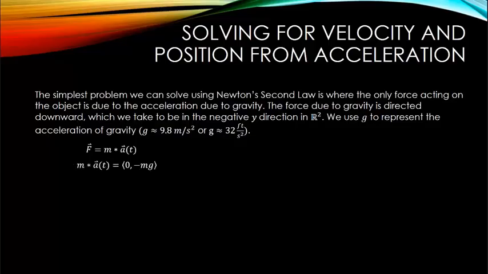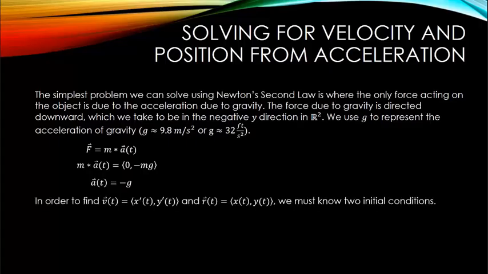I can write this as the mass times the acceleration vector is equal to the components 0 and negative mg when the only force acting on the object is the force due to gravity. This tells me that the acceleration due to gravity is negative g.